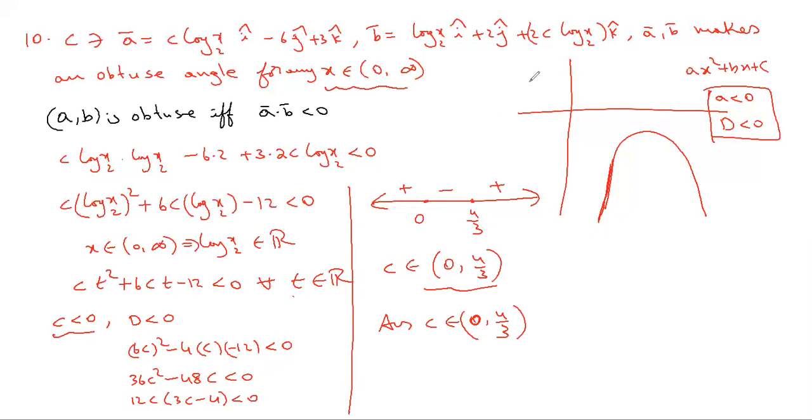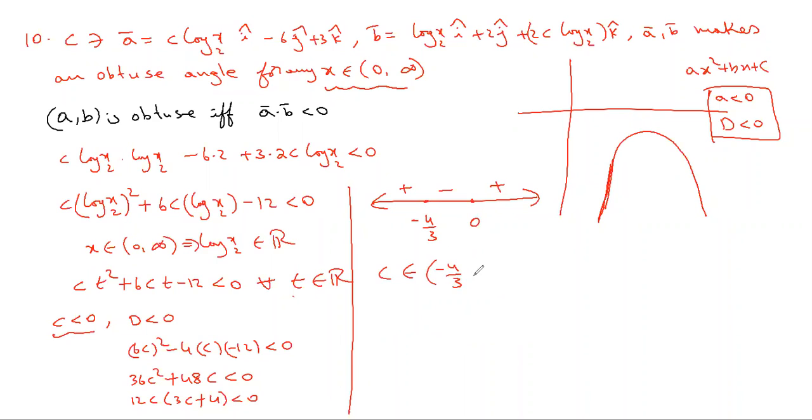Make a note of it. I think I made a calculation mistake. This is plus. Yeah. So then I need to interchange this. This is minus 4 by 3 and this is 0. So c belongs to minus 4 by 3 to 0.